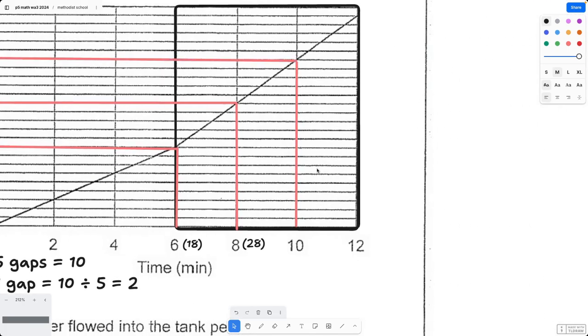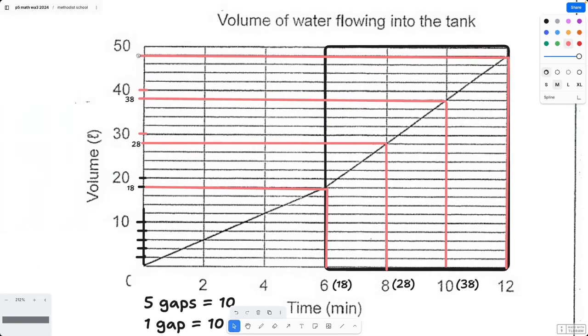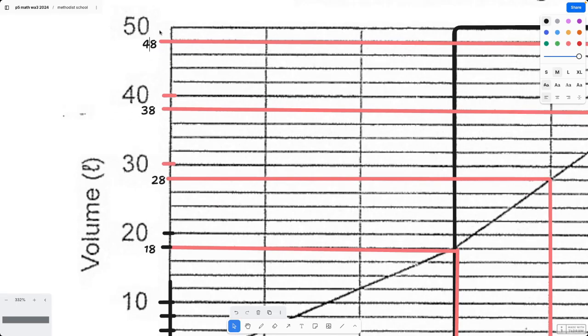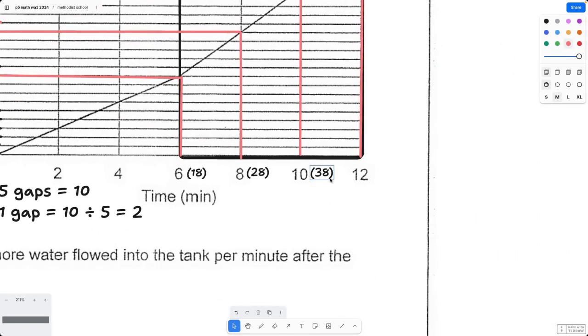Okay, and for line 12, okay, this is 38. So line 12, same thing, right? We're gonna extend this line all the way to the top, and it looks like this is just before 50, and that means this is 48. All right. Okay, so now we know all of the numbers for each of the minutes of the 6. Okay, so wait, sorry, 48. No, 50. Yeah. Okay, so this should be 48.